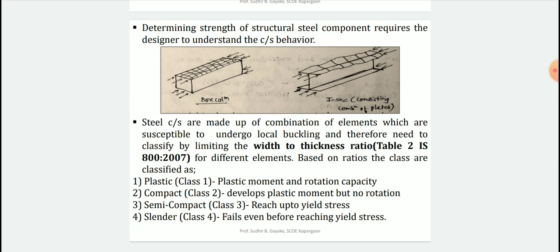A plastic section has plastic moment and rotation capacity. A class 2 or compact section develops only plastic moment but no rotation is possible. A semi compact section only reaches up to yield stress, while a slender or class 4 section fails even before reaching yield stress. Therefore the recommendation as per the IS code is that only plastic and compact sections are to be utilized.